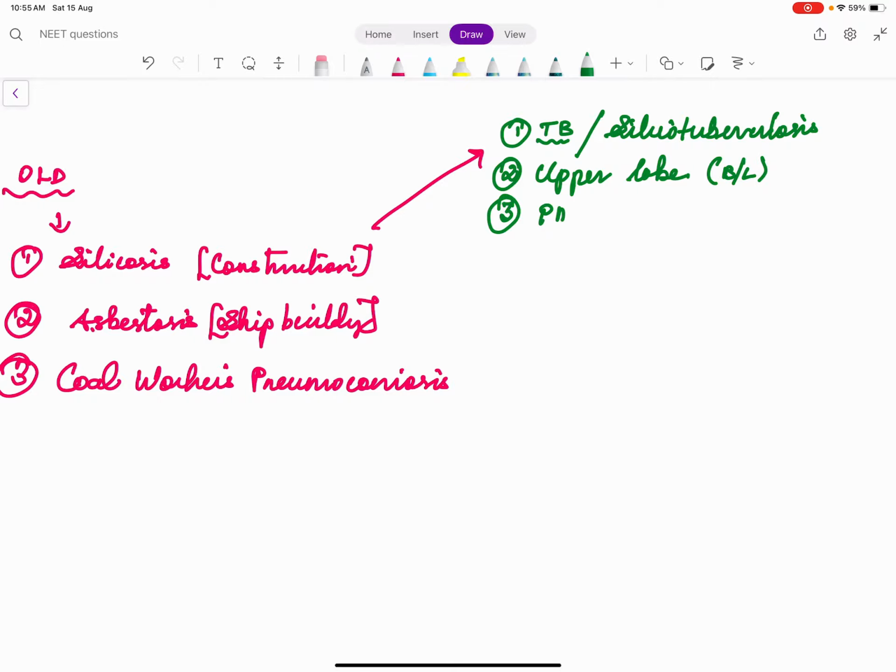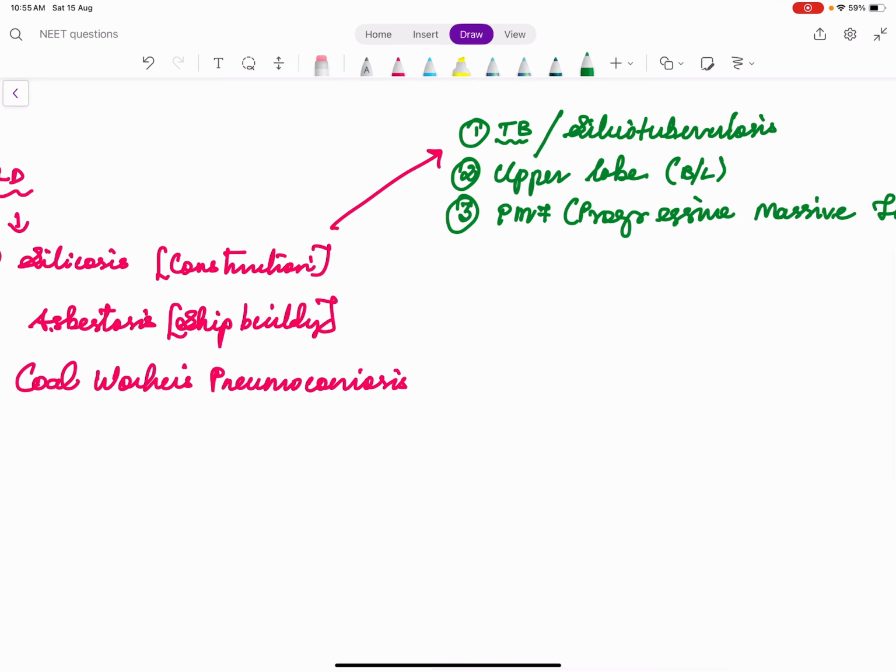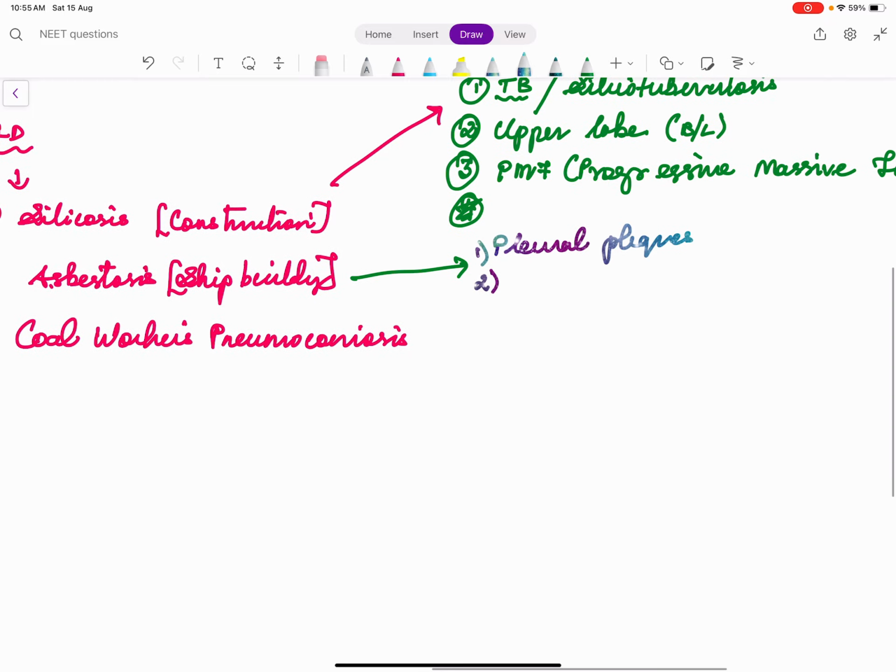When fibrosis is severe, we call it PMF, progressive massive fibrosis. Progressive massive fibrosis is not specific for silicosis. It can occur with other diseases also, like coal workers pneumoconiosis. Right, and whenever something is chronic, it can lead to cancer also. Okay. Asbestosis is specific because asbestosis typically affects the pleura. So we have pleural plaques. It is one typical finding. Then we have round atelectasis of the lung.